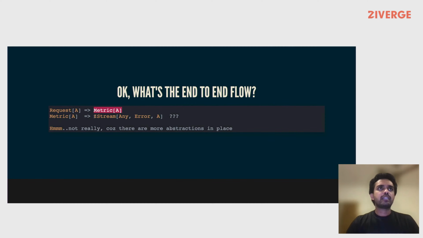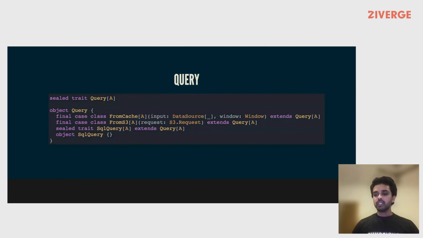And then that metric gets converted to the final result, which is now represented as a ZStream. As I mentioned, I hope you're completely familiar with this beautiful ZStream. But that's not the end-to-end flow. There are more abstractions in place, and one of those abstractions is called Query. This represents a physical query that runs against these data sources, right?